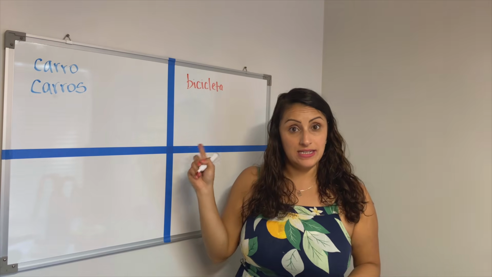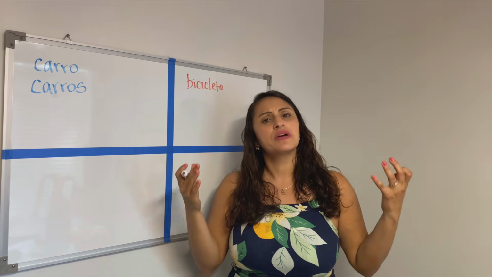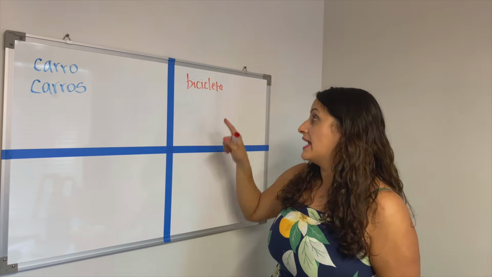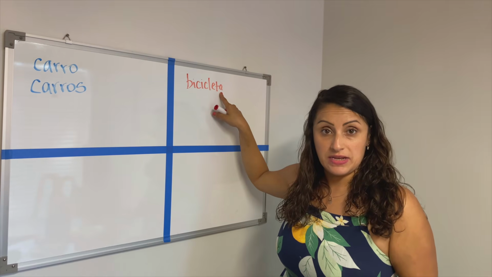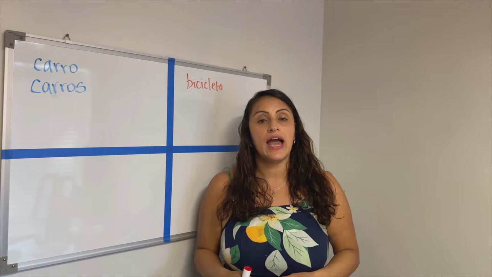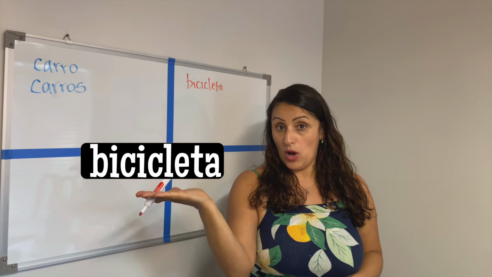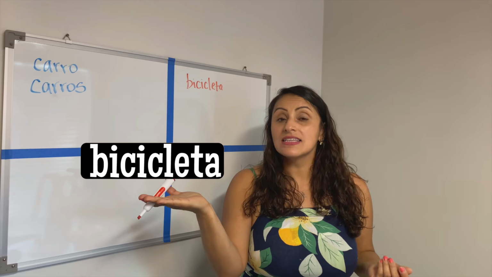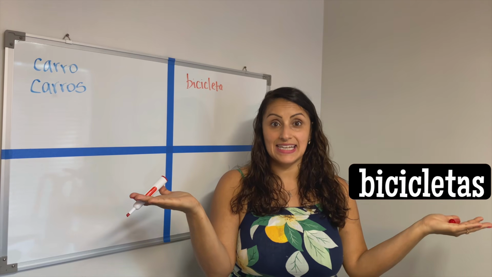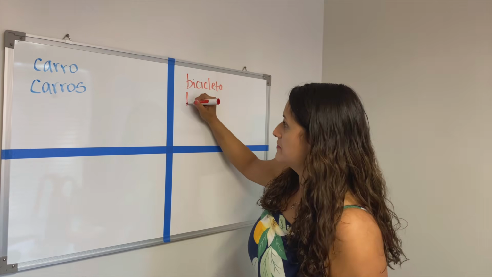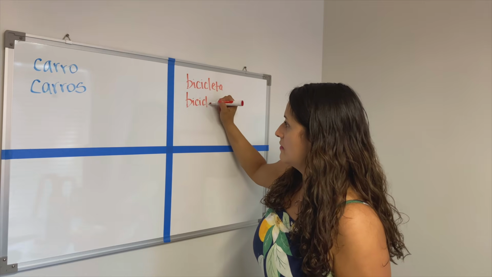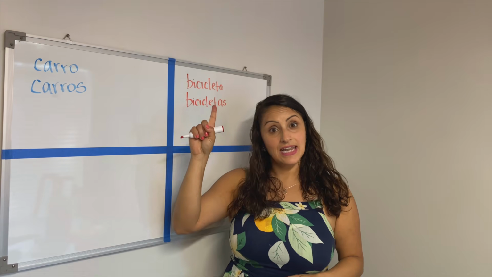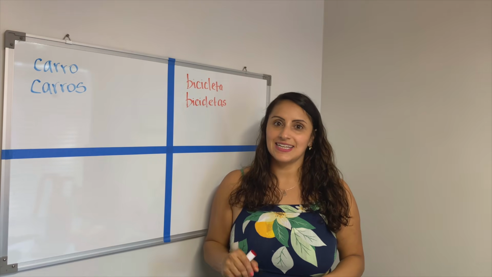it's a feminine noun. And again, we're going with the general rule that nouns that end in O are masculine and nouns that end in A are feminine. So what do we do if we have more than one bicicleta? We simply add an S. And suddenly we have dos bicicletas. So let's do it. So, una bicicleta, dos bicicletas.